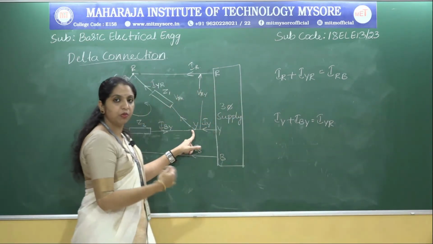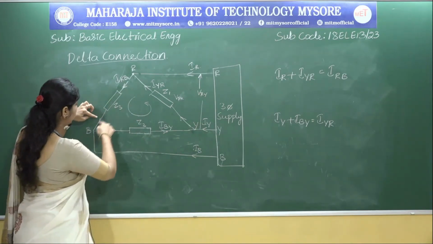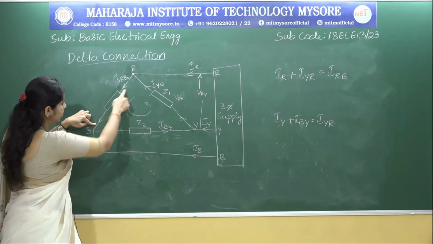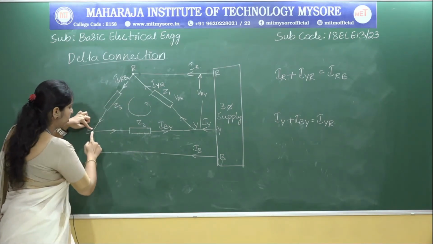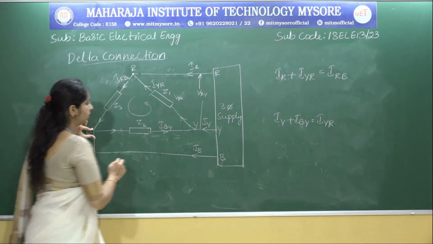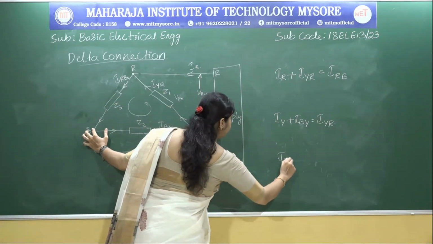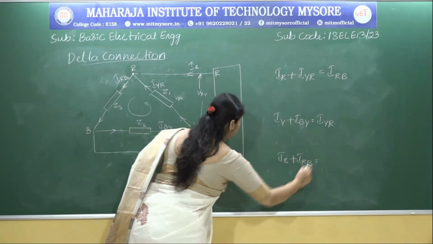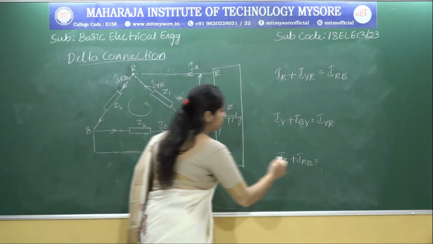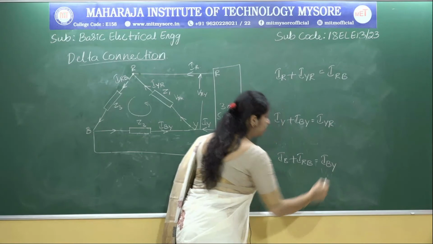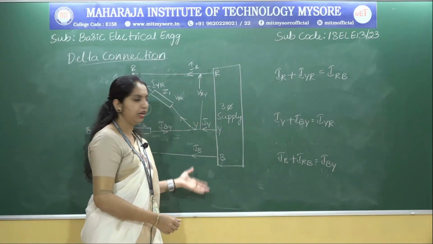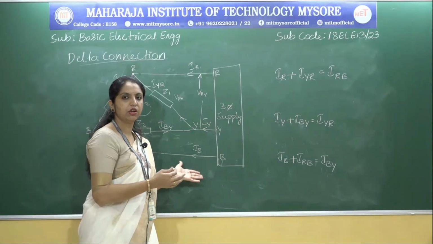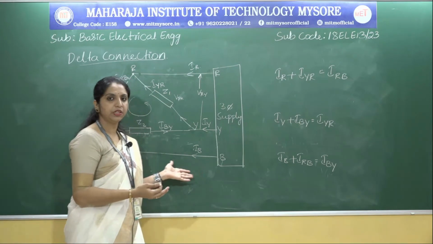Similarly, we can have one more equation. Look at this: IRB is entering, IB is also entering the junction. Look at the direction. IRB is entering the junction, IB is also entering the junction, but this current is leaving the junction. So we can have IB plus IRB is equal to IBY, which is leaving the junction. So we can have three equations, but let us stick to only one equation, analyze the circuit and draw the phasor diagram.